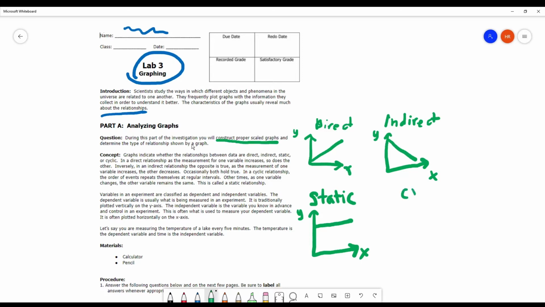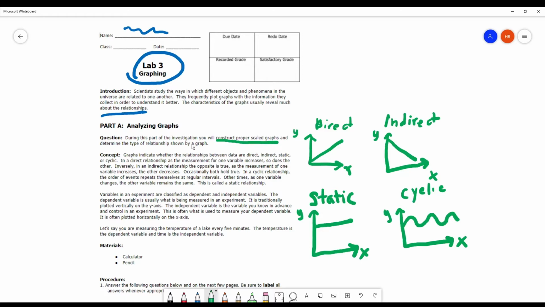And cyclic. Cyclic sounds like cycle, like bicycle. And it's for things that change but repeat how they change. So things that go up and down like this. So how much sunlight we're getting. We get more sunlight during the summer, less in the winter. Or tides. Tides go up, tides go down. Or the moon phases. Full moon into new moon, into full moon, into new moon.